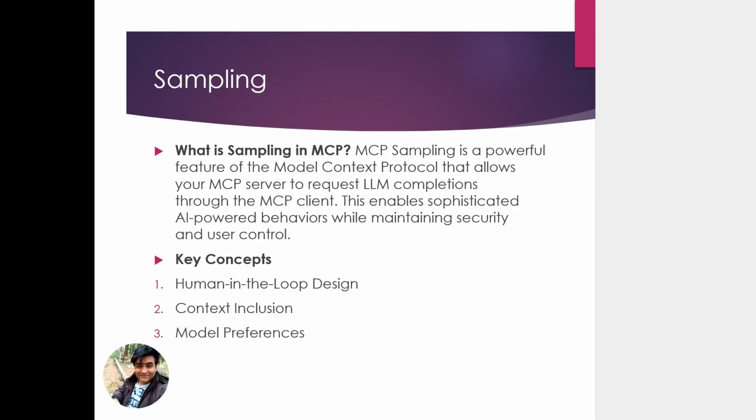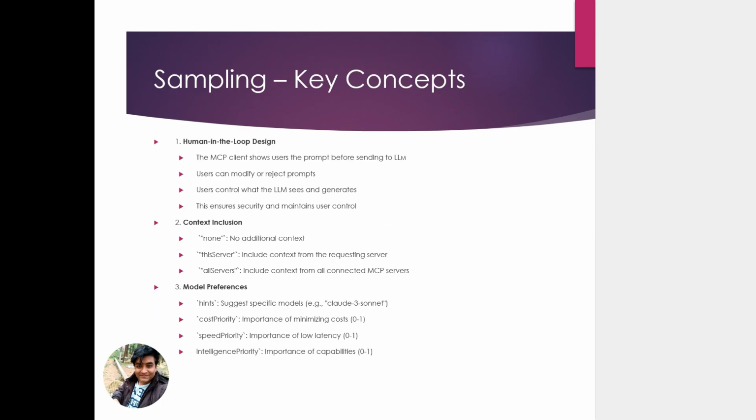There are three key concepts associated with sampling: human in the loop design, context inclusion, and model preferences. Human in the loop design means the MCP client shows users the prompts before sending them to the LLM, and the user can modify or reject the prompts and utilize one of them if they want to continue. The user controls what the LLM sees and generates, and this way it ensures security.